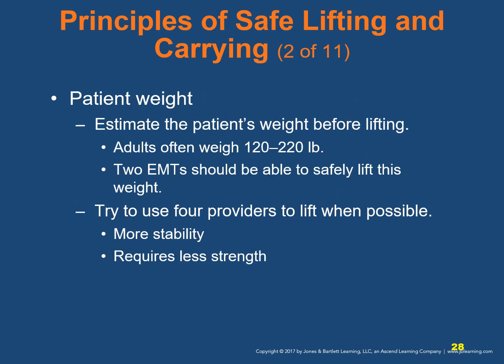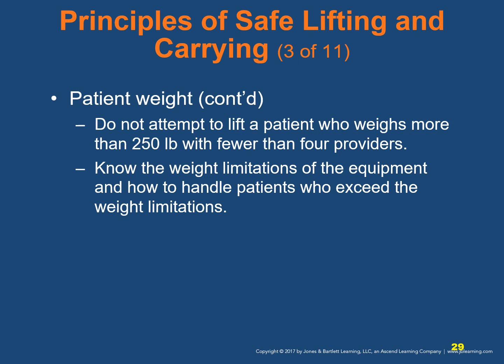With patient weight, you need to estimate the patient's weight before lifting. Adults often weigh between 120 and 220 pounds. Two EMTs should be able to safely lift this weight. Try to use 4 providers to lift when possible. It gives you more stability and requires less strength. Do not attempt to lift a patient who weighs more than 250 pounds with fewer than 4 providers. Know the weight limitations of the equipment and how to handle patients who exceed the weight limitations.